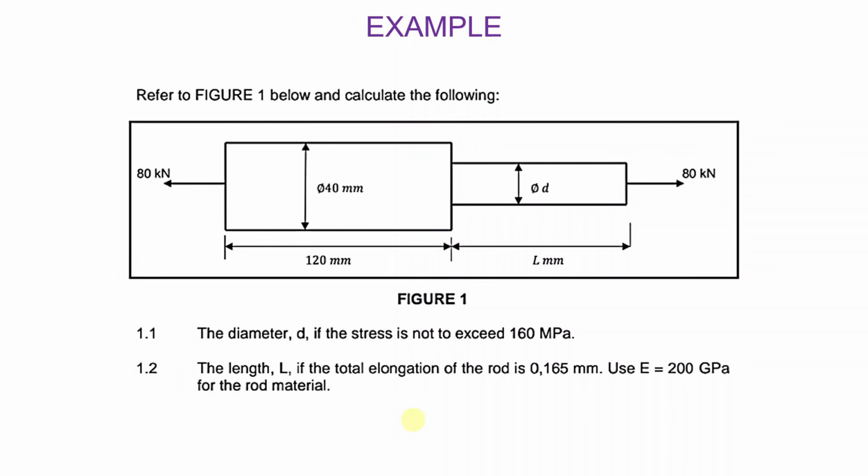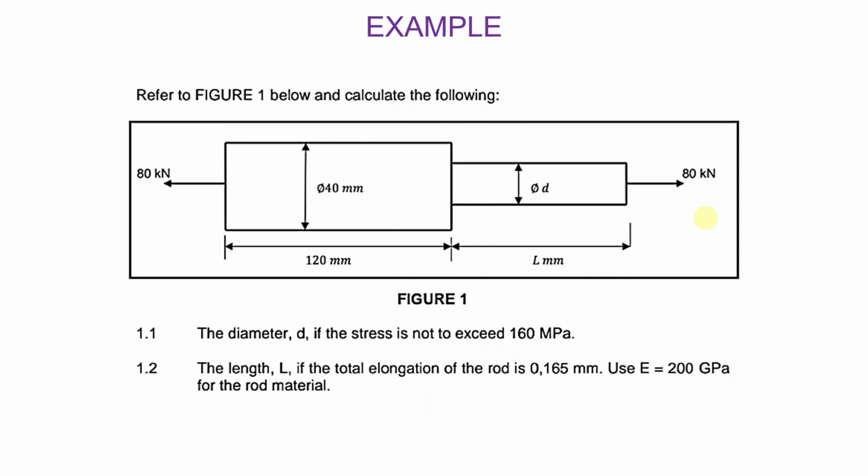Let us look at this example now. Refer to figure 1 below and calculate the following. As you can see in this figure, the force that is acting on the object is a tensile force. So if there is a change in length here, it's going to be an elongation. The object will increase in length. We just looked at an example where the object became shorter because of compression, but in this case a tensile force is acting, so the object is going to increase in length.